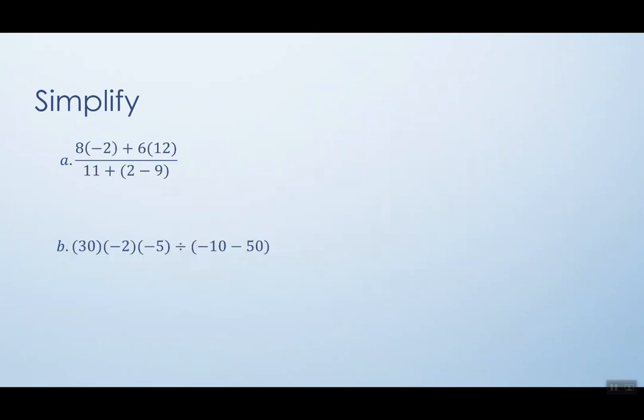All right. So now that we've talked about 0, let's go back and do a few more, and just these last two that are a little bit bigger. So here I have 8 times negative 2 plus 6 times 12 over 11 plus 2 minus 9. So a lot going on here, but let's just do little pieces at a time. So I can start with 8 times negative 2, that's negative 16. 6 times 12 is 72. And then on the bottom I have the 11, and then 2 minus 9, which is negative 7.